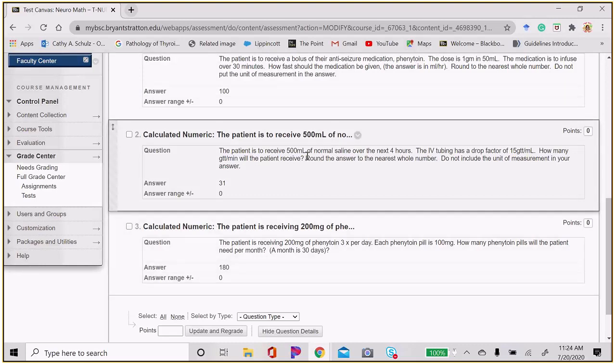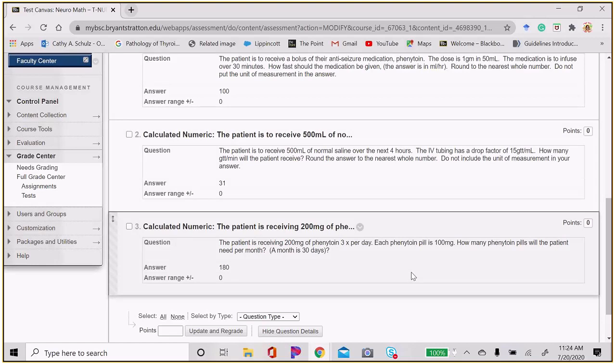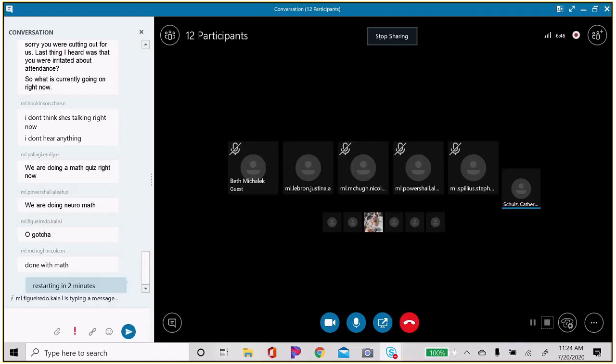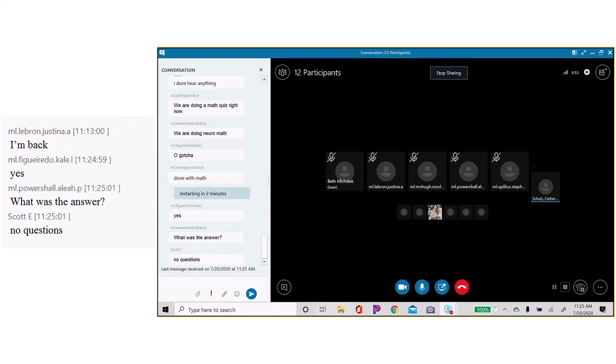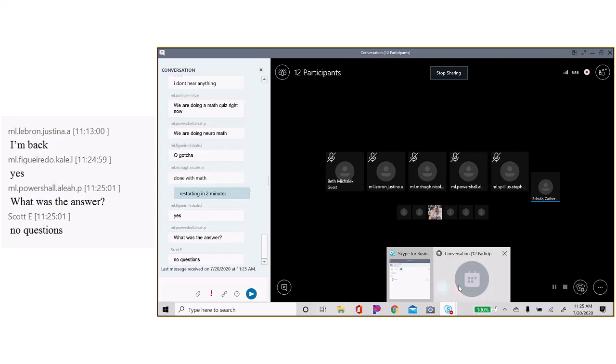The patient is to receive 500 milliliters of normal saline over the next 4 hours, and the drop factor is 15 drops per milliliter. You do have to round it to the nearest whole number because you can't give a portion of a drop. So it's 500 divided by 4 gives you how many milliliters per hour, and then you would have to convert hours to minutes and then convert the milliliters to drops. Did everyone get that correct? Does anyone have a question about the drop? No, I got number two right. Okay, that was good. So the answer to the drop factor one was 31.